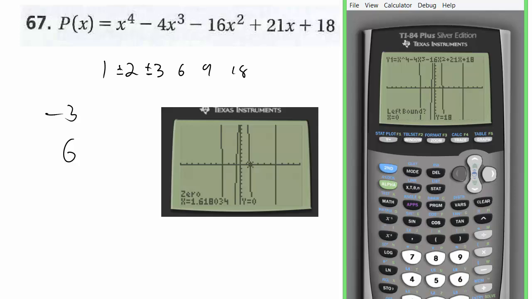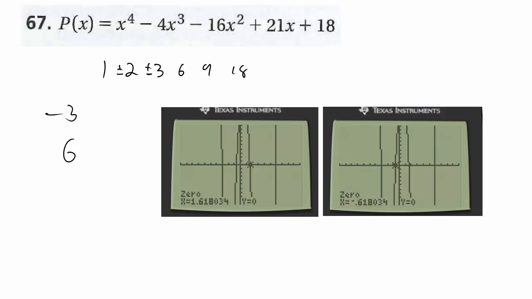Just go left a bit and hit enter, right bound it, hit enter. And this is going to be the other 0, which seems to be irrational. So you can find all the roots, real and irrational, using your calculator that way. Or, say you strictly wanted to do it by hand, there is a way to do it.